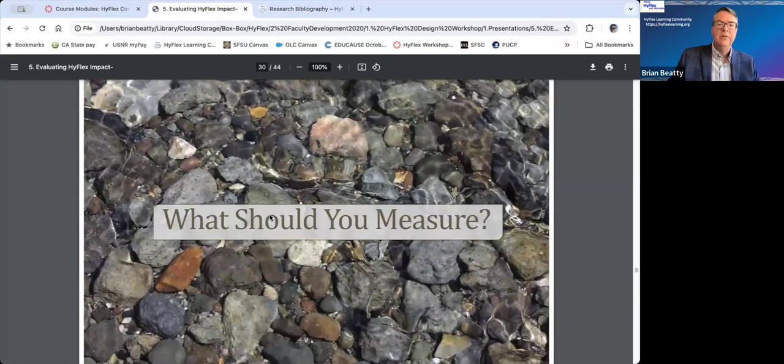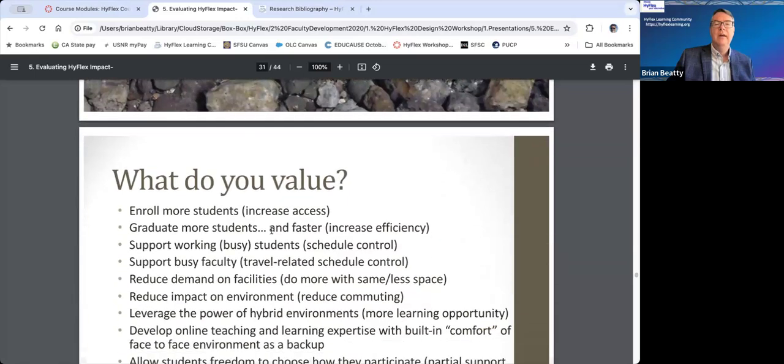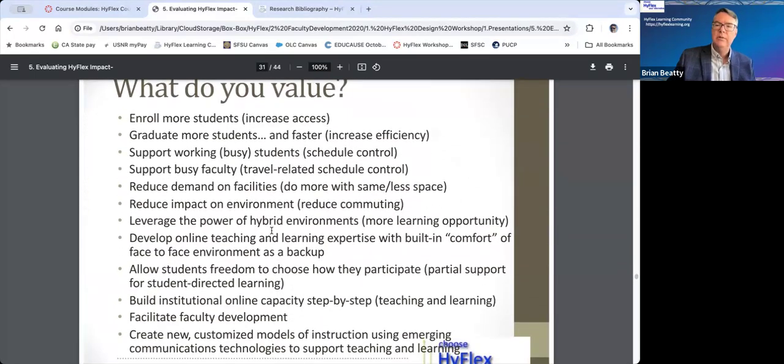So the real question, though, for you, or an important question, not the only question, is what should you measure? What would you want to know? What do you value? Did you find something in this list that was valuable to you?